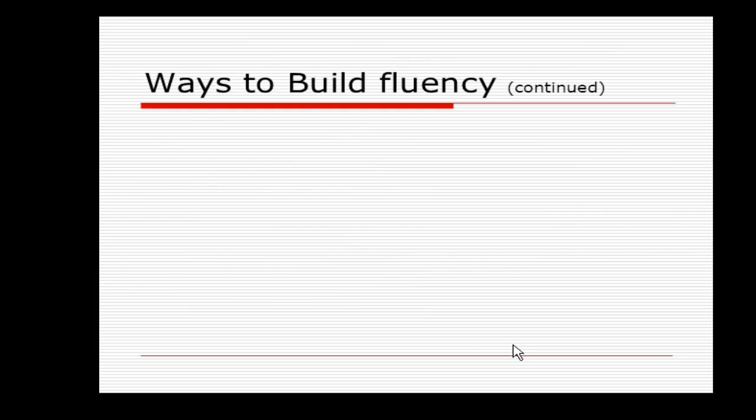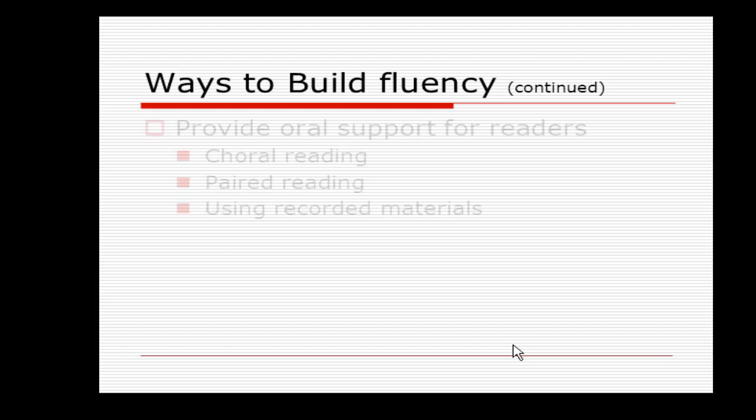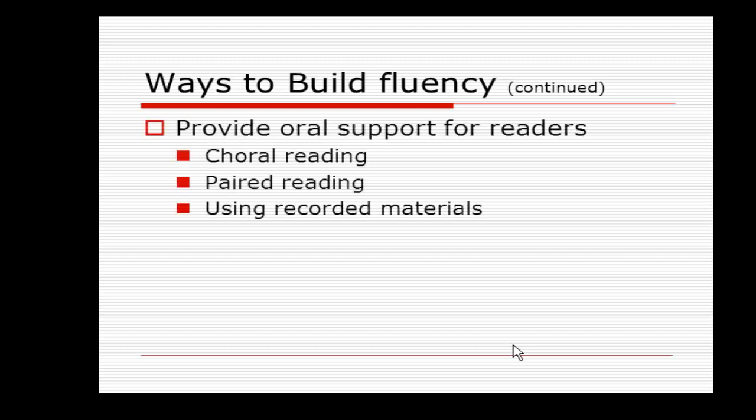Let's talk more about ways to build fluency. Another suggestion of Rasinski is that it's really important to provide oral support for readers. And so they are reading orally with support from you. That could be choral reading, where the whole class is reading together. Even the daily reading of a school or a class motto or pledge is really, really helpful. Paired reading involves two readers, often a strong reader and a developing reader. And we'll talk further about that.